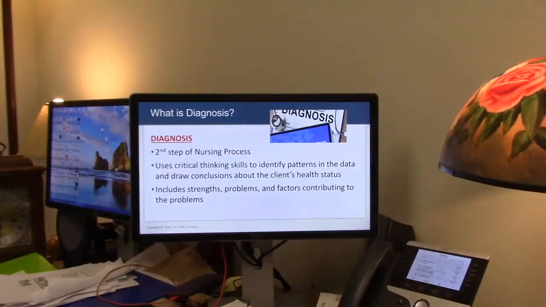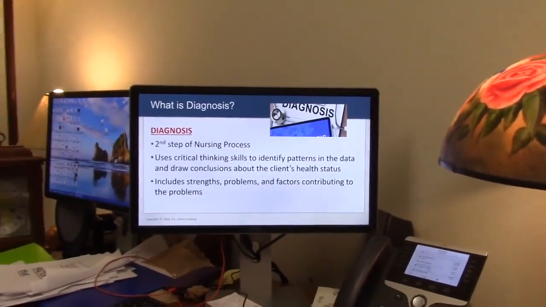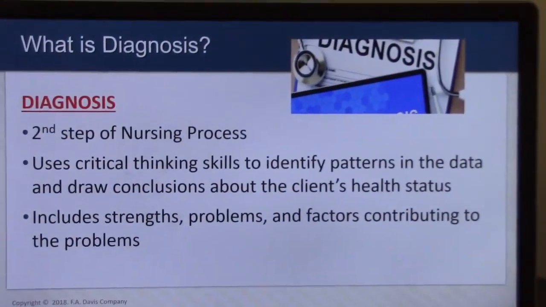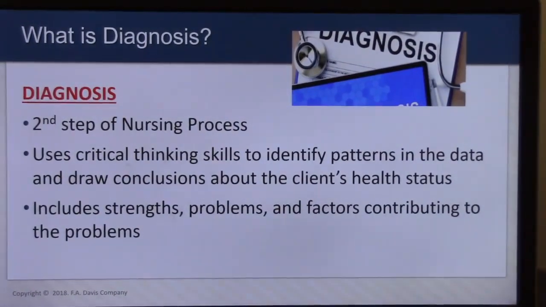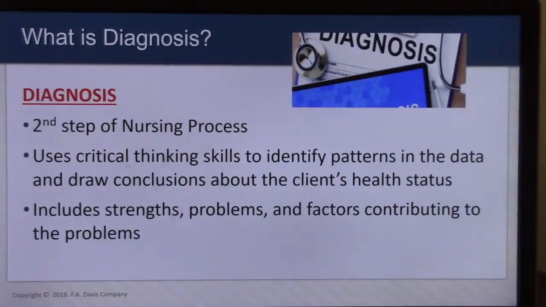I'm going to talk to you about the second step of the nursing process, and that is the nursing diagnosis. Let me pull you over to my screen here. Diagnosis is a critical step because it links the assessment to everything else that follows. The diagnosis and treatment of human response to actual or potential health problems is a definition from the American Nurses Association for nursing diagnoses.